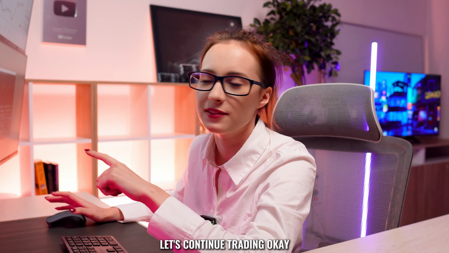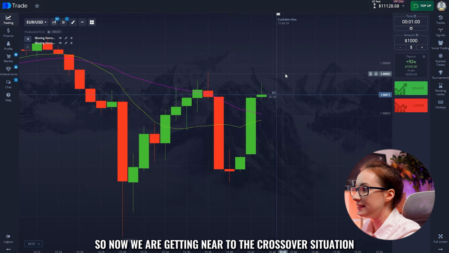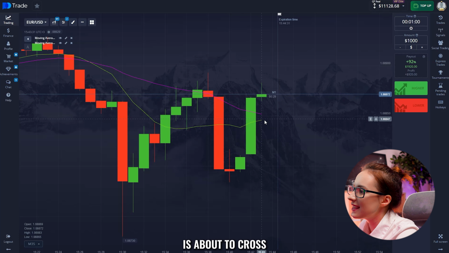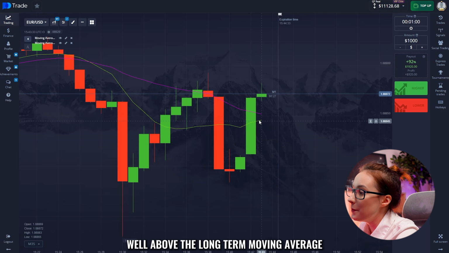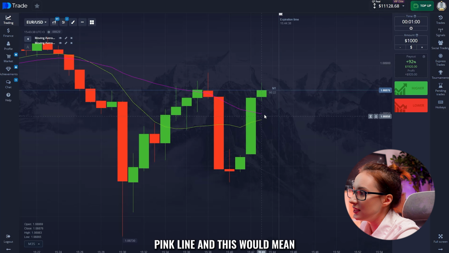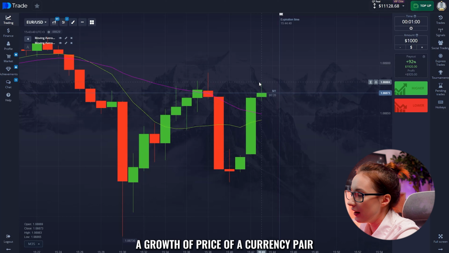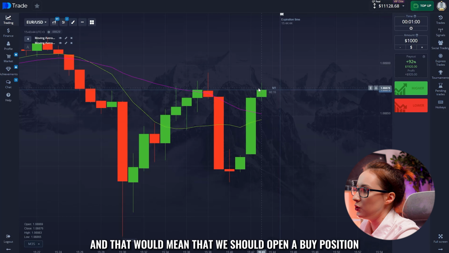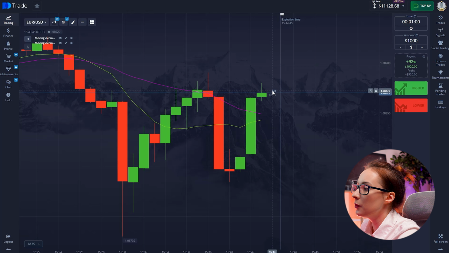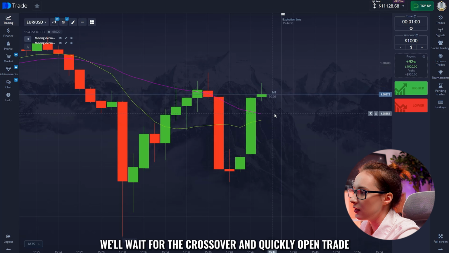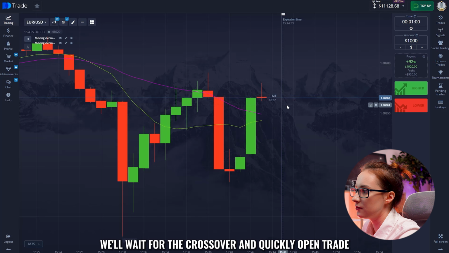Let's continue trading. Okay, so now we are getting near to the crossover situation. We can see that the short-term moving average is about to cross above the long-term moving average, the pink line. And this would mean a growth of the price of a currency pair and an upward trend. And that would mean that we should open a buy position. But of course, we wait. We wait for the crossover and quickly open the trade.